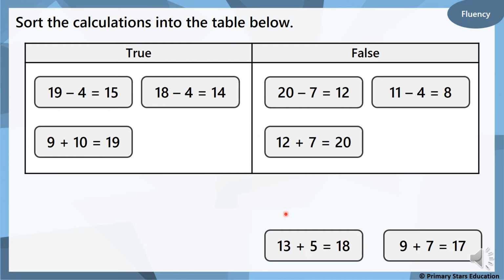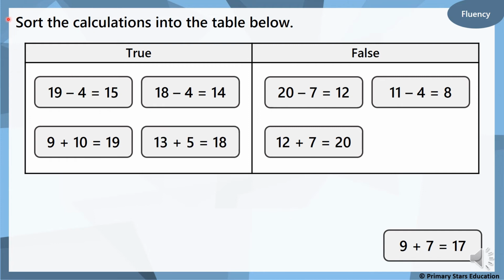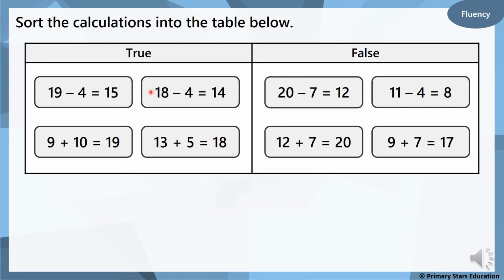So now we have 13 plus 5 has a total of 18. So put 13 in your head. 14, 15, 16, 17, 18. So that one is true. Yes, it is. And here's our last one. 9 add 7 equals 17. So if we put 9 in our head, and then we're going to count on 7: 10, 11, 12, 13, 14, 15, 16. So the answer must be false. Yes.